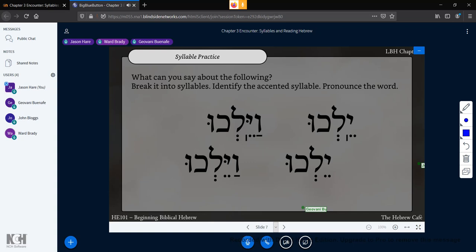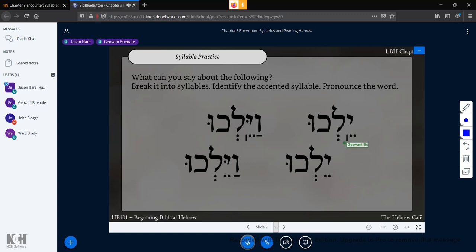We will look at a couple of words in the next slide where this is more relevant. Where if you have kamatz, then it becomes super relevant to have the meteg, because kamatz can be long or short. Giovanni, do you want to read these words for us? Pay special attention to the pronunciation of the kaf with no dagesh.